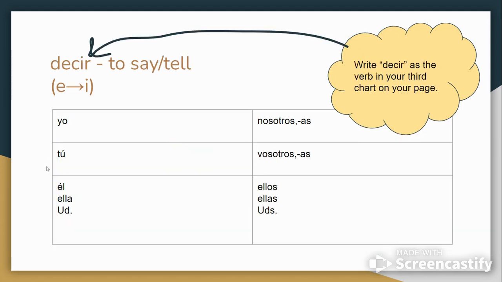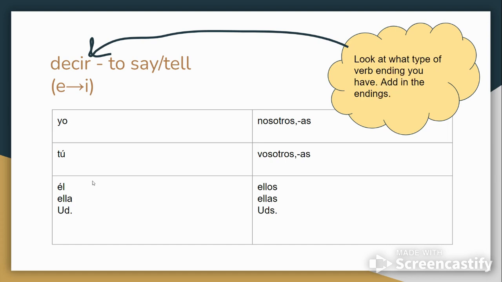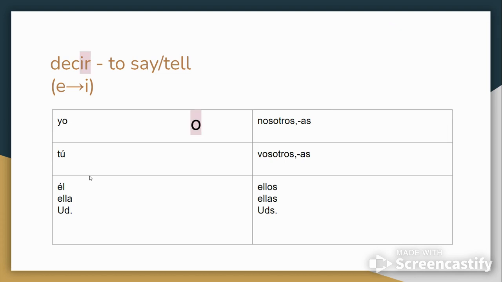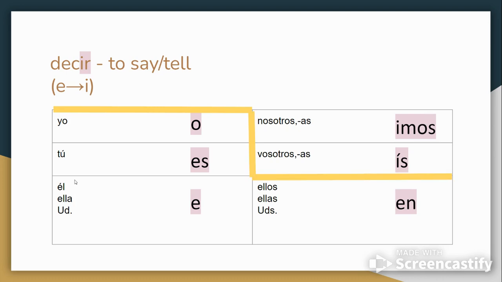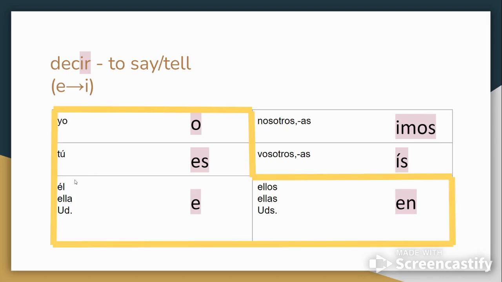All right, for your third verb on your chart, I want you to write in the verb decir. Okay, so look at what type of ending it has. That tells us we're going to add in the o, es, e, imos, ís, en endings. It has an E to I change, so we're going to draw out the boot. We know which forms to include and which forms to leave out. Make sure to leave out the nosotros and vosotros forms.